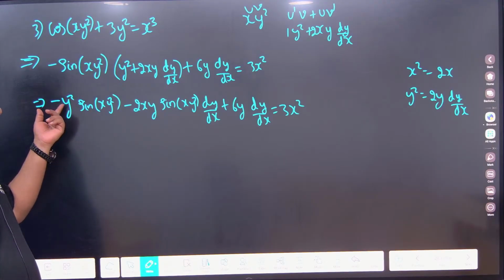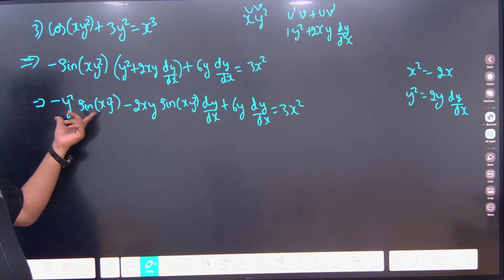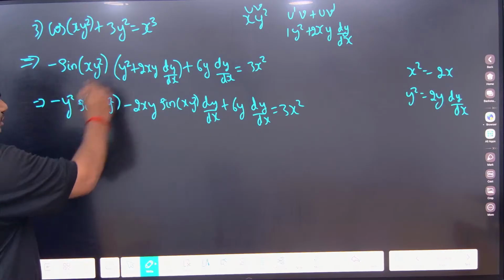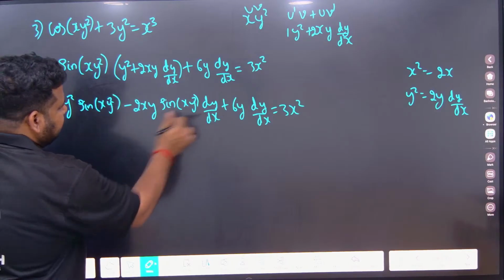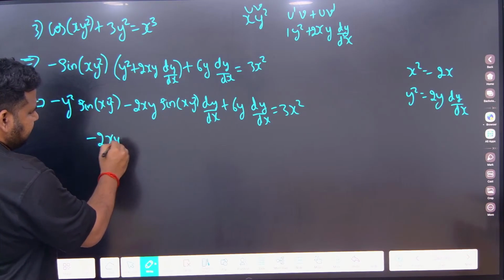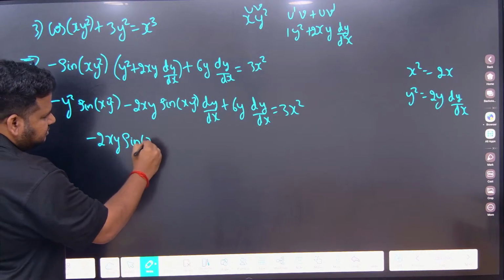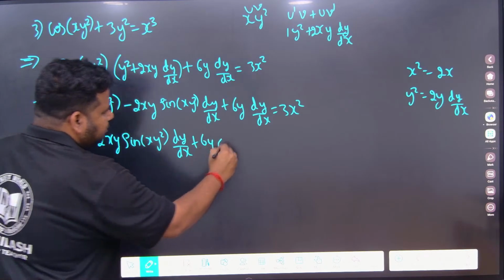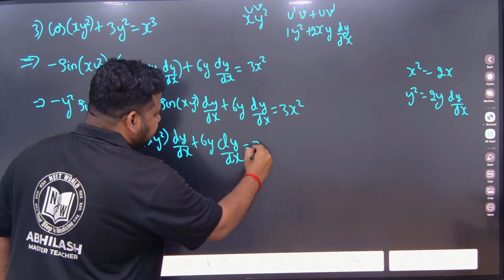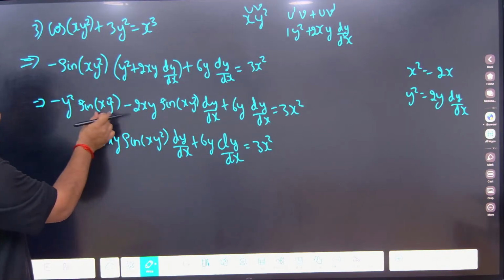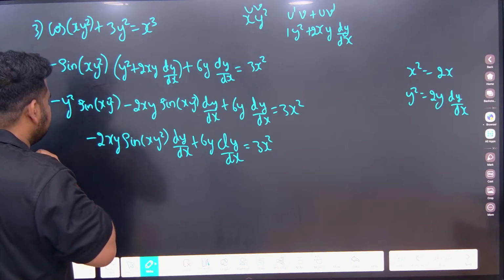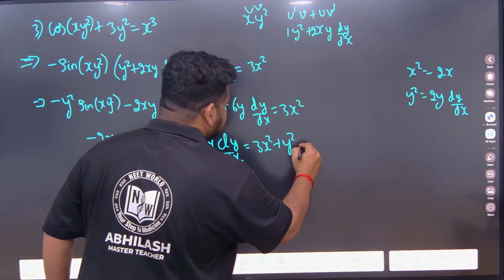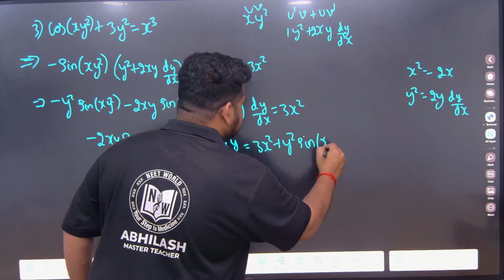Here we have minus y square sine of xy square. Here the dy by dx term is not there. Keep only the dy by dx terms in the LHS. Remaining terms send to the RHS. So I will have minus 2xy sine of xy square into dy by dx plus 6y into dy by dx is equal to what we are having? 3x square. This minus y square sine of xy square I will send to the RHS. So this will become plus y square into sine of xy square.